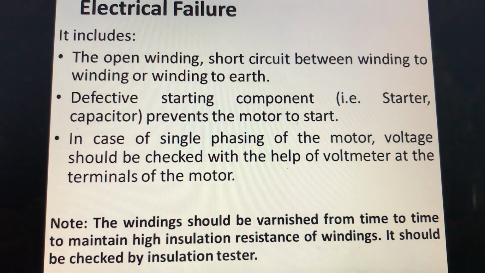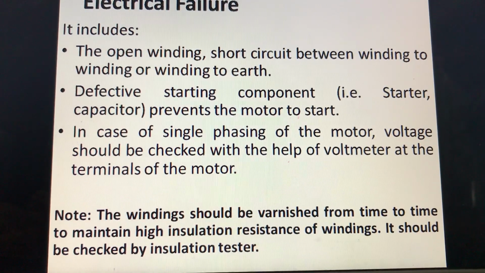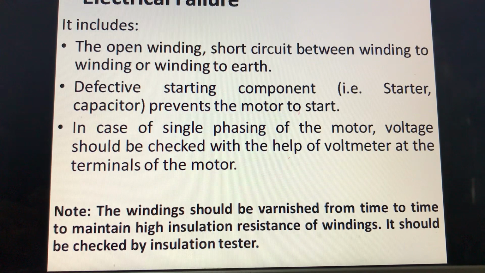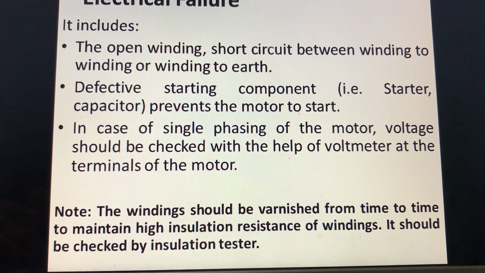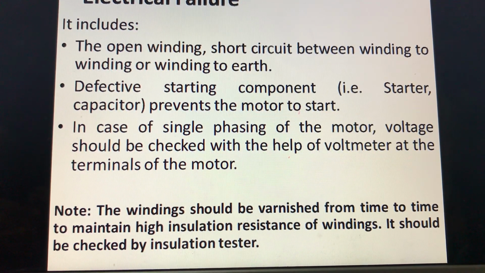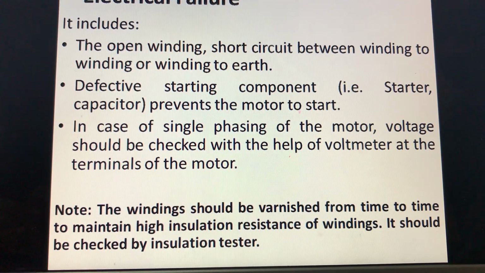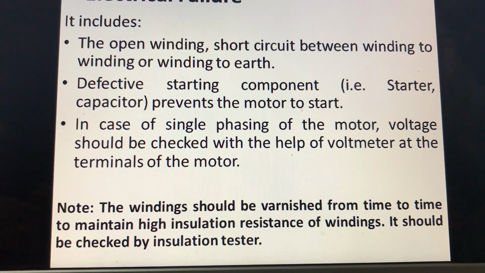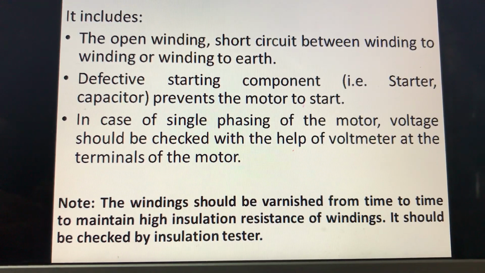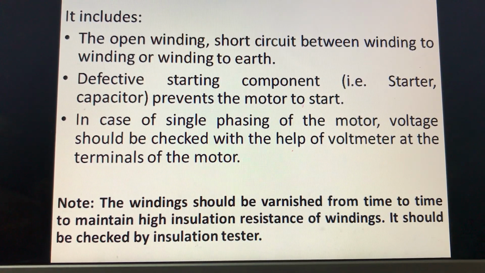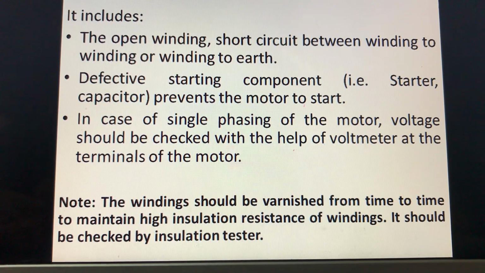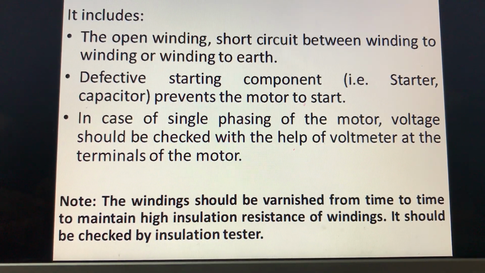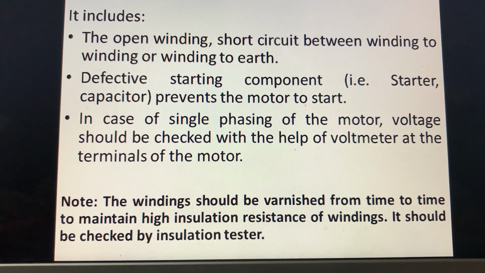Then are the electrical failures. It includes the open winding, short circuit between windings, or between winding and earth. Defective starting components, that is starter, capacitor, prevent the motor from starting. They can be replaced. In case of single phasing of motor, as we discussed earlier, voltage should be checked with the help of a voltmeter at the terminals of the motor.